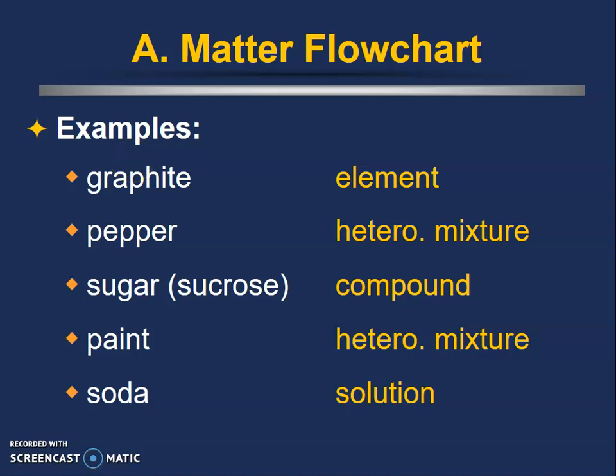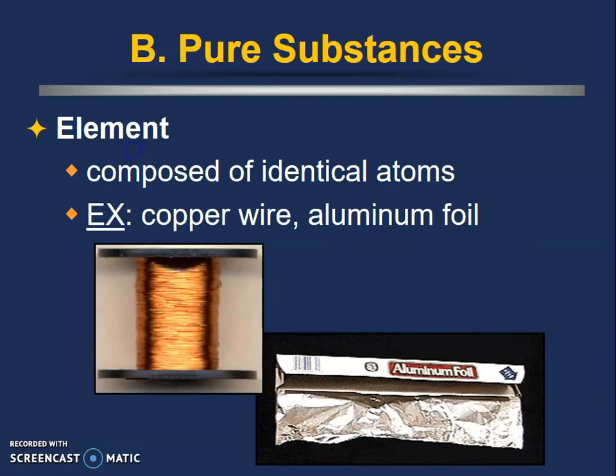That is a compound. Paint is a heterogeneous mixture. And soda is an example of a solution. So let's go through all those vocabulary terms together. Okay, so let's start with an element. Okay, so an element is a pure substance. You cannot easily and physically separate it. Okay, so an element is something that is composed of all identical atoms.